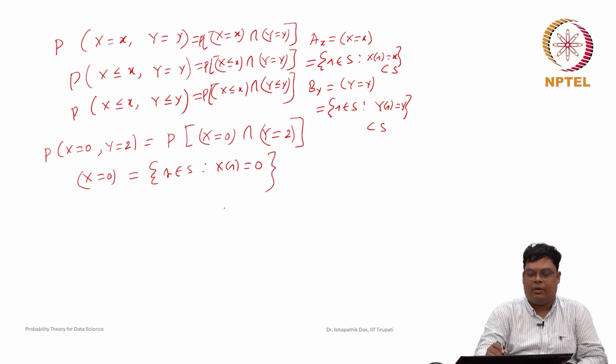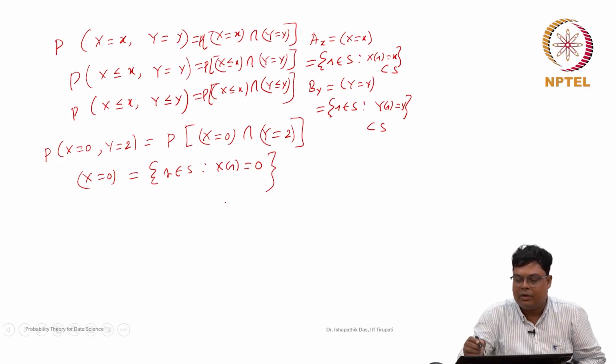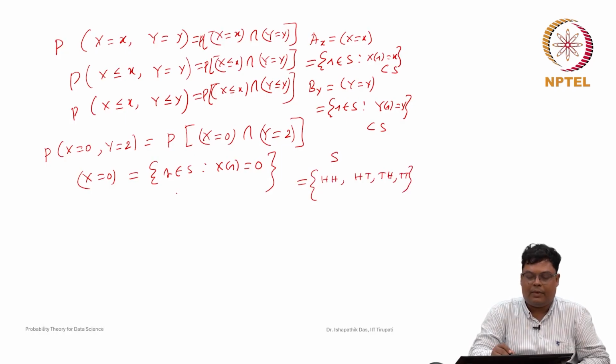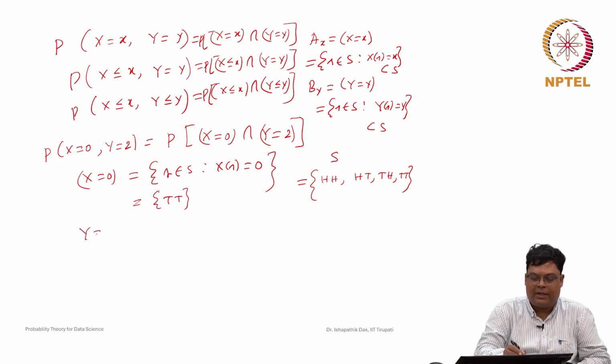X equal to 0 means all s belonging to the sample space such that X(s) is equal to 0. So, X is the number of heads. What is the sample space here? Sample space S we already know: head head, head tail, tail head and tail tail. Then what are the points in S such that X is equal to 0? This is nothing but tail tail, because the number of heads will be 0.